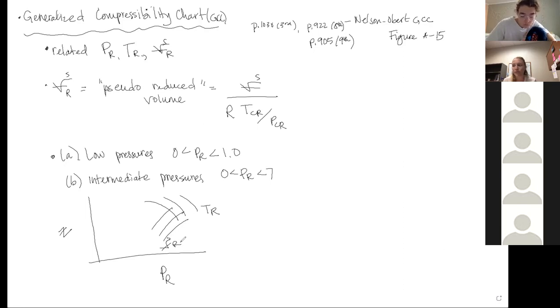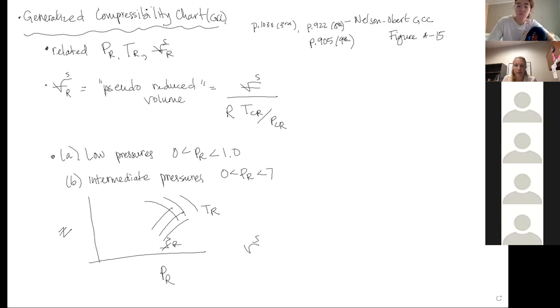All right, so I'm going to do an example problem where I'm using all of this, because talking about it is not particularly helpful in my opinion. People learn in different ways. Yeah, this says our specific volume pseudo-reduced is what this is.